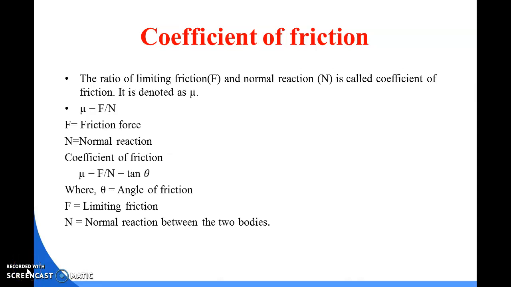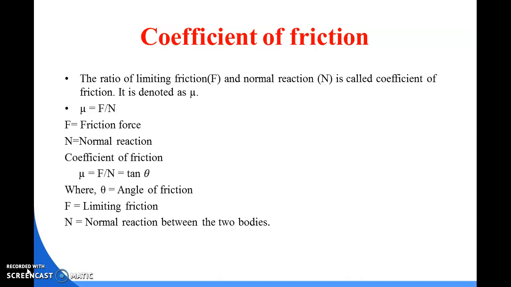Good morning everyone. So today we will start with coefficient of friction. The coefficient of friction is the ratio between limiting friction and normal reaction, which is denoted as mu. As per the notation, mu is equal to F by N, where F is the friction force and N is the normal reaction.